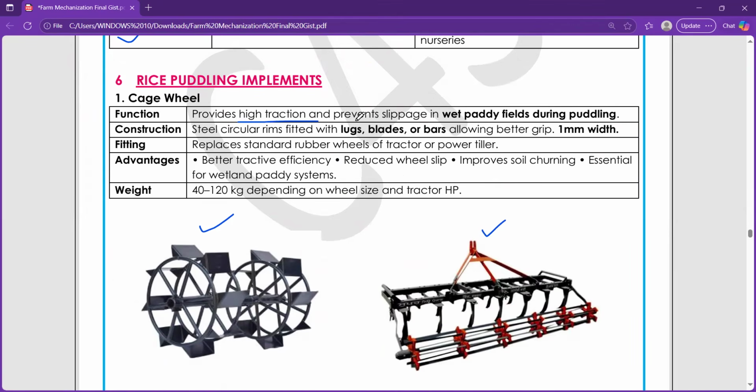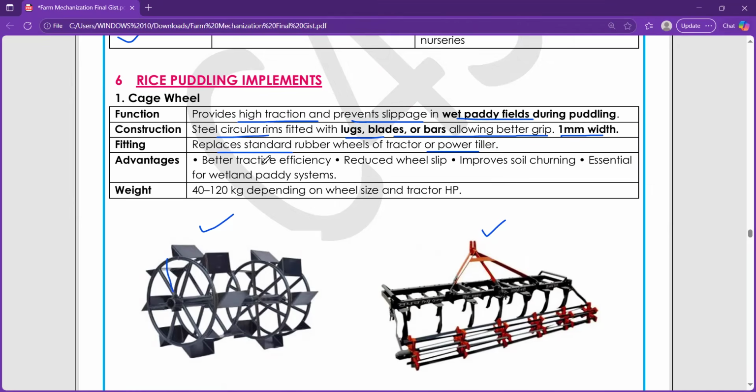It provides high traction and prevents slippage in wet paddy fields during puddling. It is made of steel circular rims fitted with lugs, blades, or bars, allowing better grip. It is of 1 mm width. Then we have fitting. It replaces the standard rubber wheels of a tractor or power tiller, as you have seen in many areas how these are used.